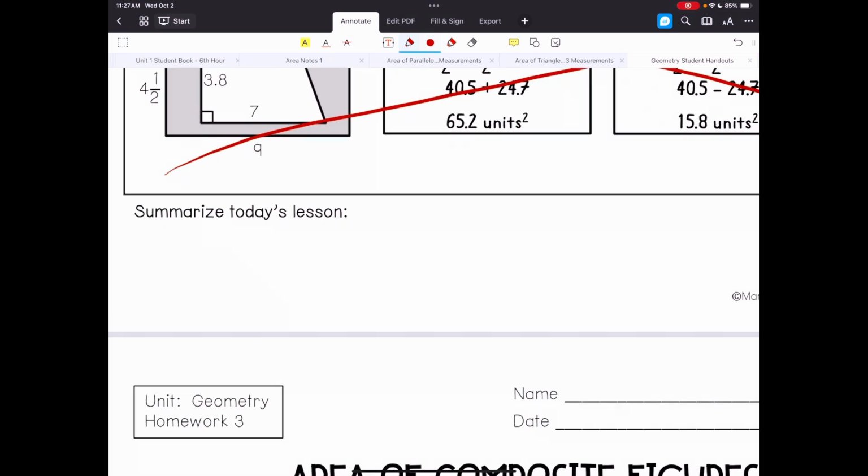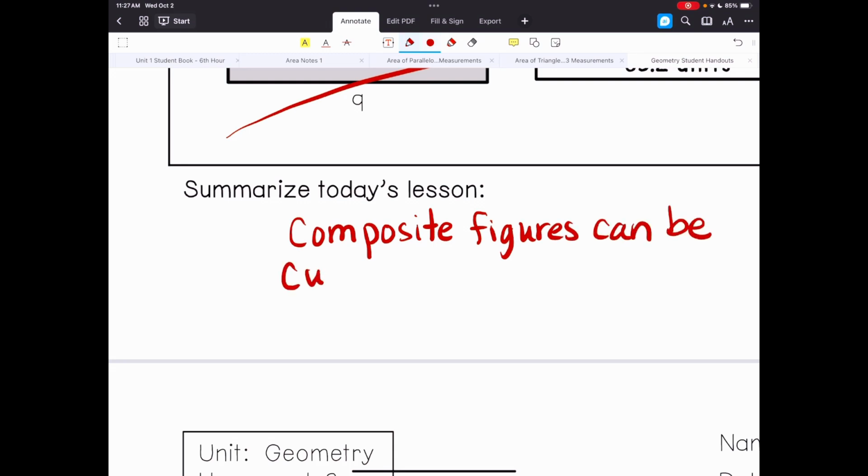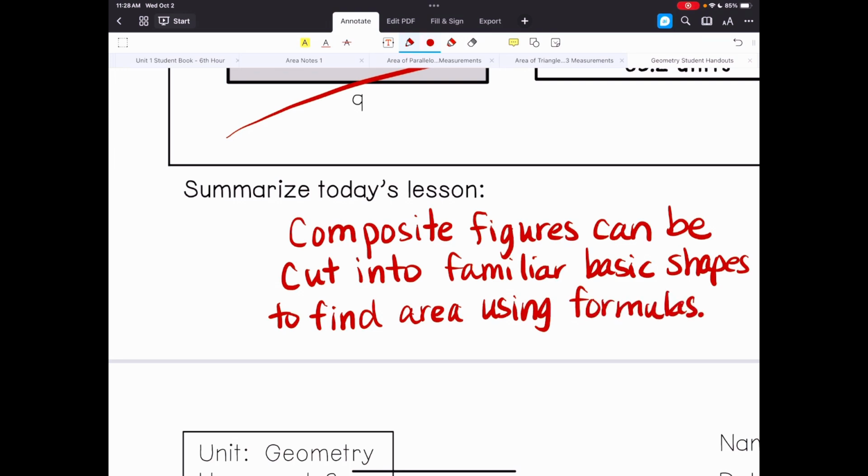But summarizing today's lesson, hopefully we can take away that composite figures can be cut into familiar, basic shapes to find area using formulas. May want to pause the video to get that all written down.